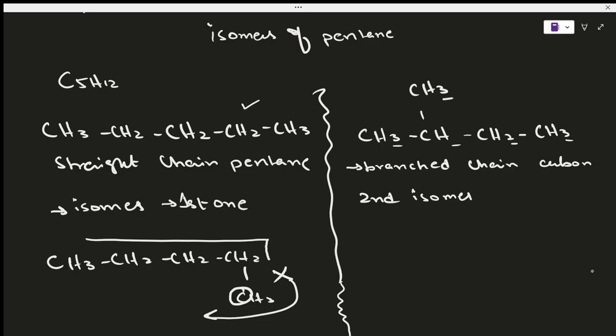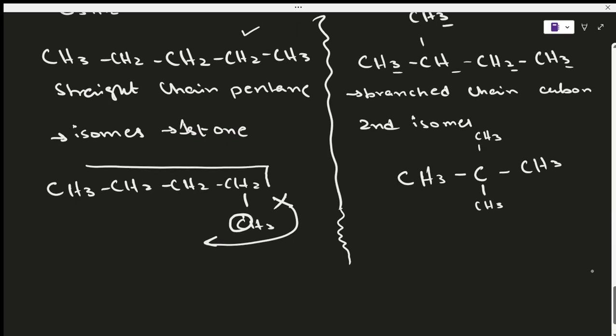But if you look at the branched one now, if I make something like this, let's say CH3, and then you have a C bonded to a CH3, and a C bonded to a CH3 at the bottom as well, and then you have a CH3 here as well. Okay, what if I draw this structure? Now this structure is indeed an isomer of pentane. This is the third isomer of pentane.